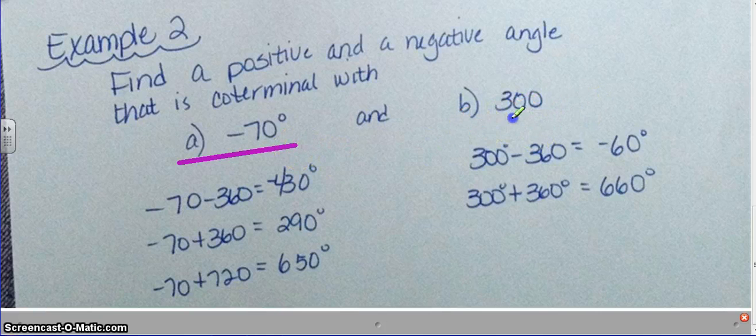Same thing with 300 degrees. All I need to do is add and subtract multiples of 360 to find other angles that are coterminal with the 300 degrees. So 300 minus 360 would be negative 60 degrees. 300 plus 360 would give me 660 degrees.